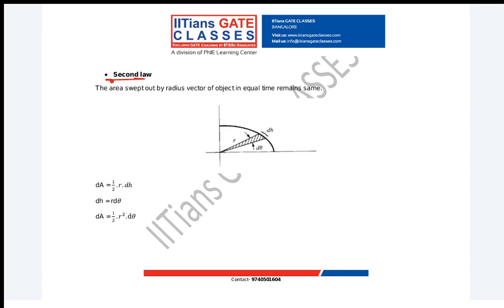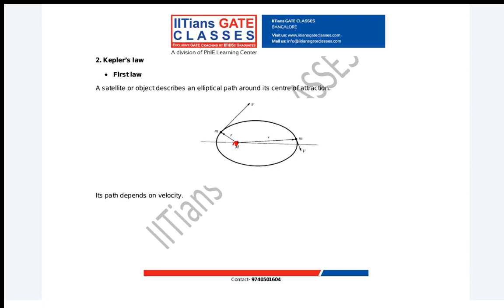What is the second law, which is again very important for elliptical orbits specifically? See what it says. Suppose at some time t, it is at this position. After some time, it moves to a new position. Okay, so it is t1 and t2. So what does it mean? There is a delta t, which is what?